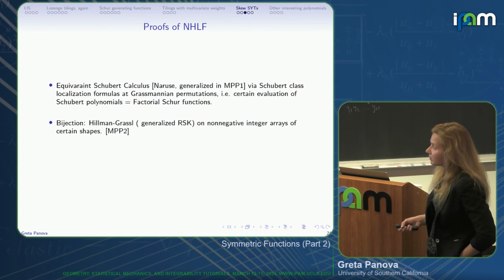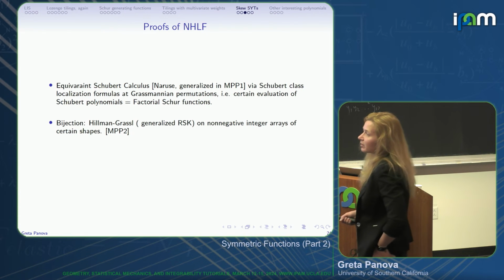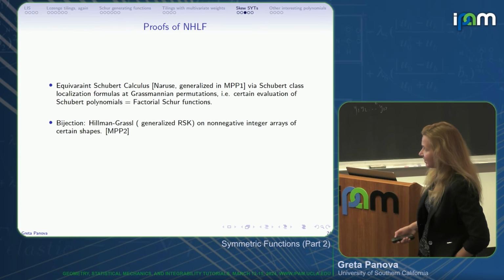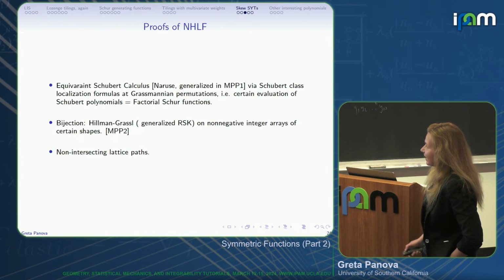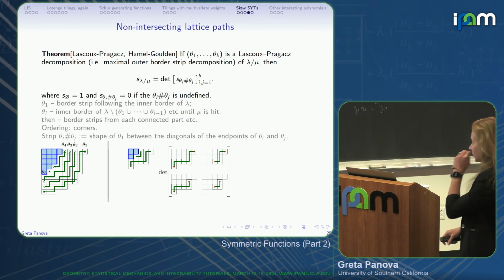One can try to do some kind of bijections. We don't really have the complete bijection, in the sense that we don't know that the Hillman-Grassl map that I showed you yesterday is the right bijection. But the proof itself is partially algebraic. And then there is the non-intersecting lattice paths. It's my favorite. So here's how it goes.